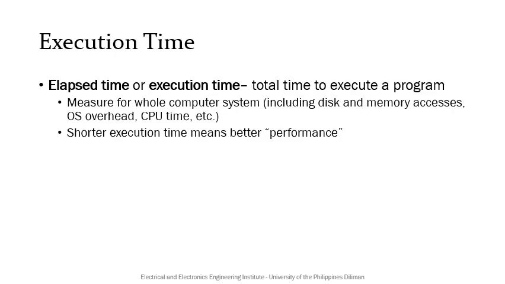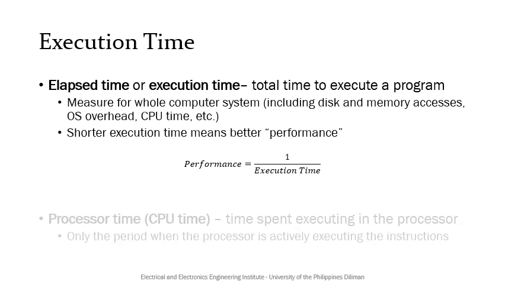Execution time is also called elapsed time and is the total time to execute a program. It is a measure of performance for the whole computer system, including disk and memory accesses, OS overhead, CPU time, and so on. The shorter the execution time, the better the performance. We then define and quantify performance as the reciprocal of execution time.